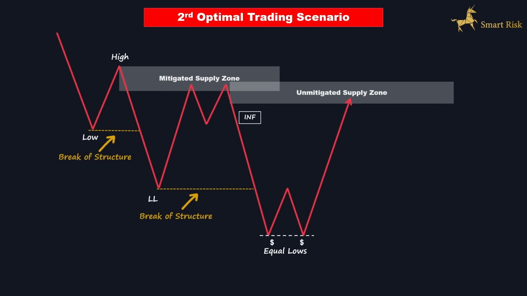So, here we have the second optimum trading scenario on the screen that we would like to see in the market. Let's imagine we have a structure like this one. In this downtrend scenario, where the price has created bearish breaks of structures, what I look for is the price, after breaking and closing a structure and forming a supply zone, retracing back up.